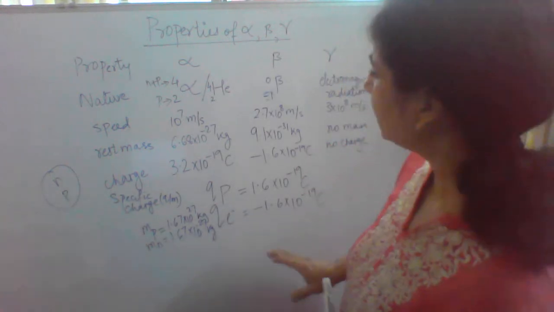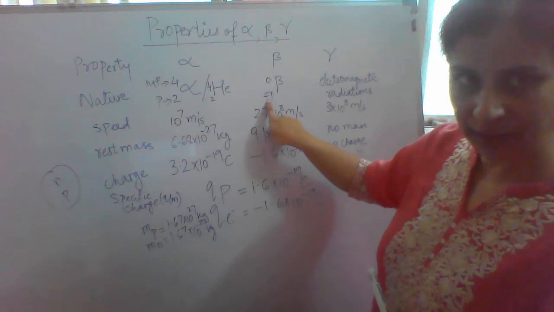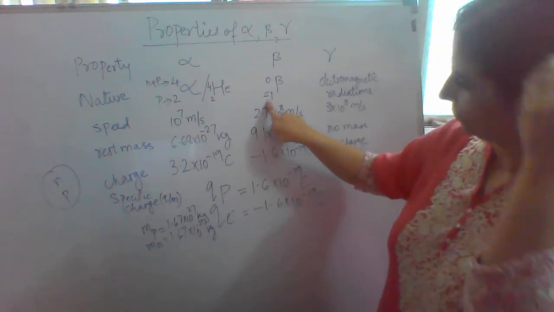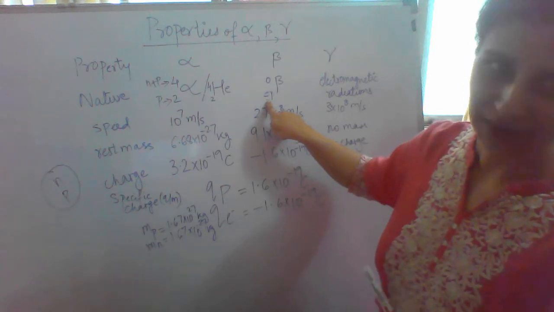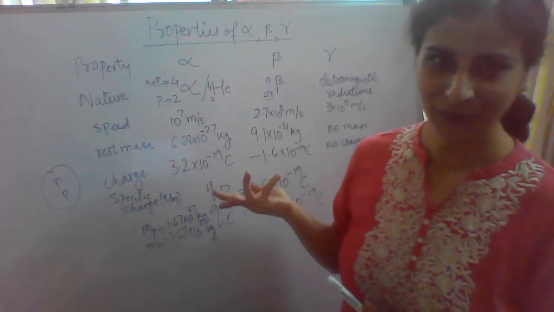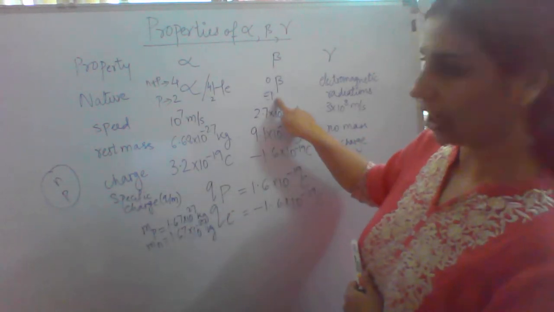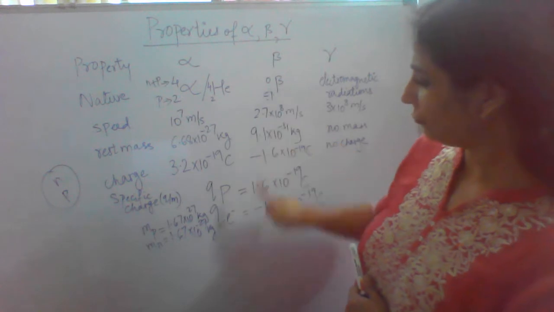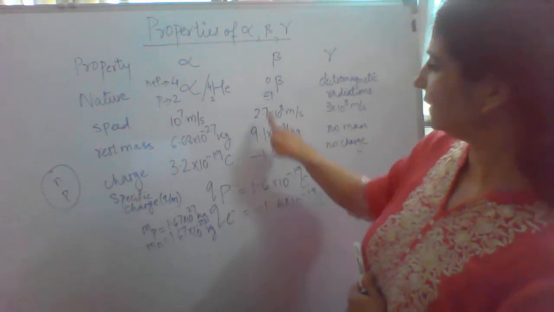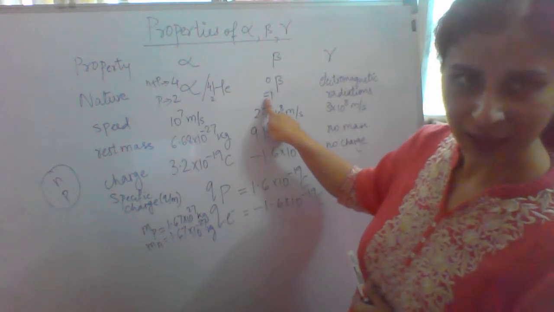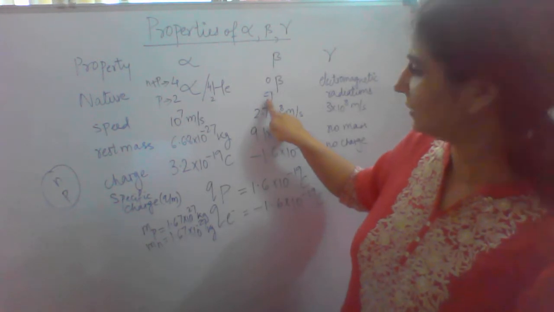Okay, now we go for beta. Beta has charge -1, because here there is no question of proton and neutron. This is basically an electron, a fast moving electron. So this is charge -1. The charge of one electron is -1.6 × 10^-19 C. Beta is itself an electron, so this is the charge, and this is the mass.